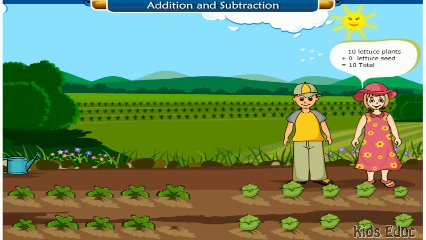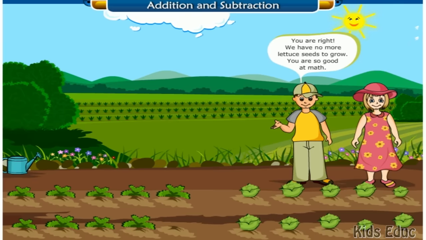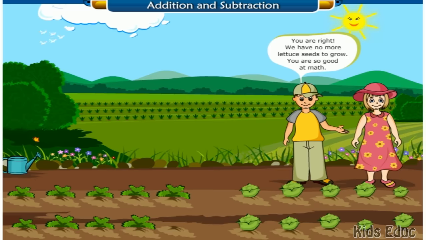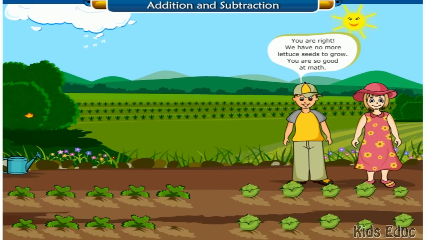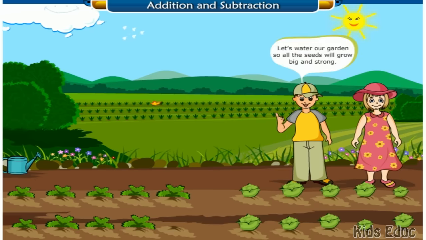10 lettuce plants plus 0 lettuce seed equals 10 total. You are right. We have no more lettuce seeds to grow. You are so good at math. Let's water our garden so all the seeds will grow big and strong.